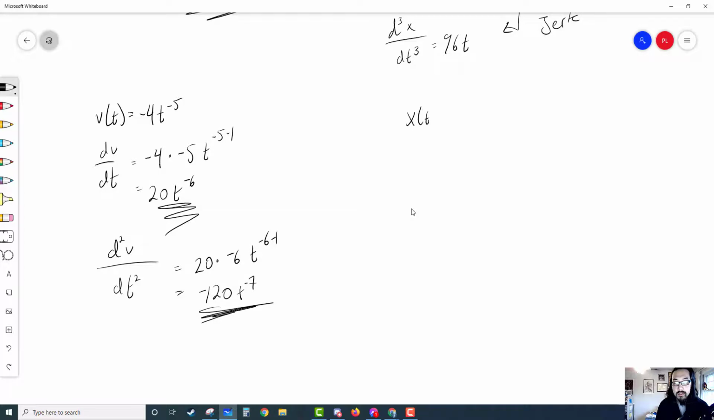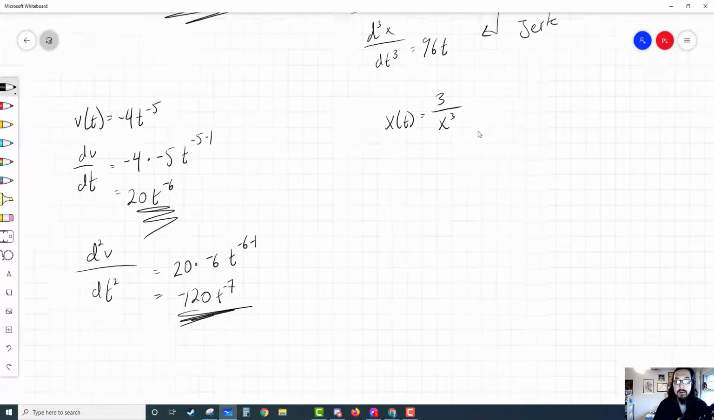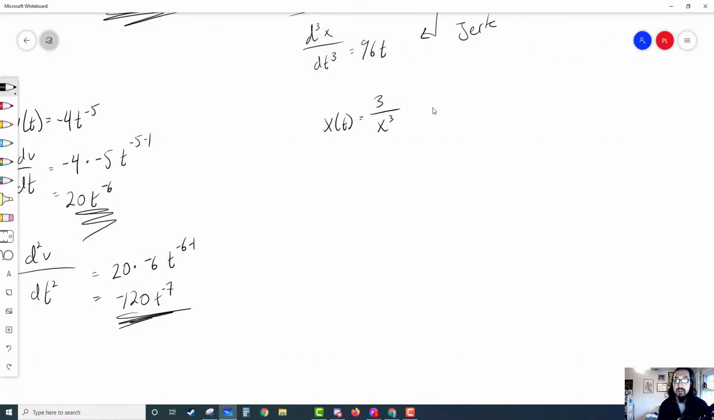Let's do x of t is equal to 3 over t to the third. Wowie wowie. Now sometimes you'll see stuff like this where the exponent is in the denominator, but I am here to tell you that my biggest tip for this is to make it so that you don't have the exponent in the denominator. So this would be just 3, because that's the numerator. And in order to get this t to the third out of the denominator, we just make that t to the negative third.